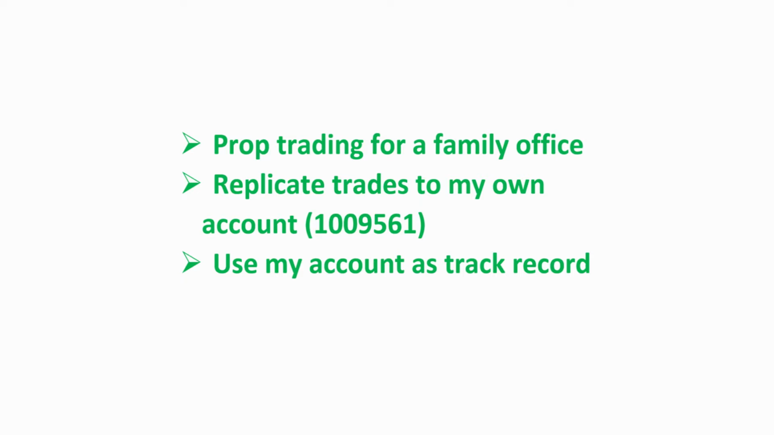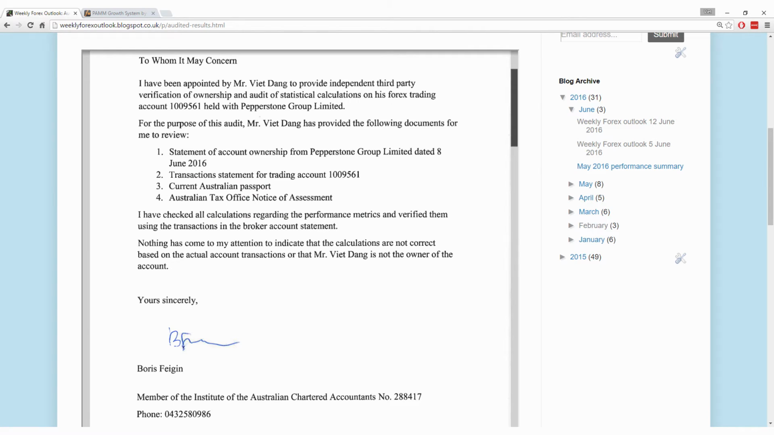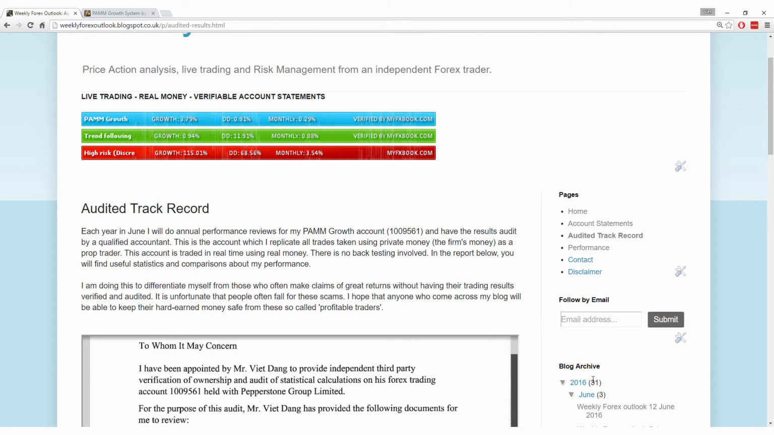After some negotiation, I was given permission to replicate the trades on my own account with a few restrictions about what I can and cannot disclose publicly. So I opened an account with Pepperstone and used my own money to create a model of the account that I am trading with using the firm's money. On my blog, you will find that I have 3 accounts linked to my FX book. The PAM Growth account is the one that I use to replicate the trades.